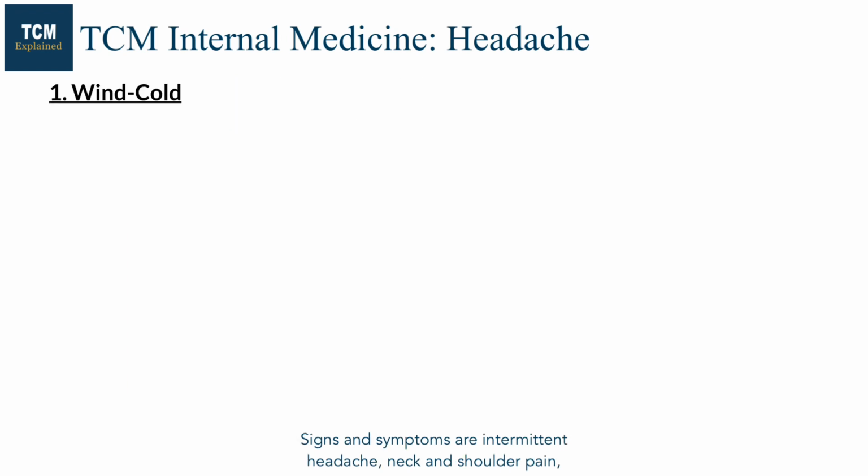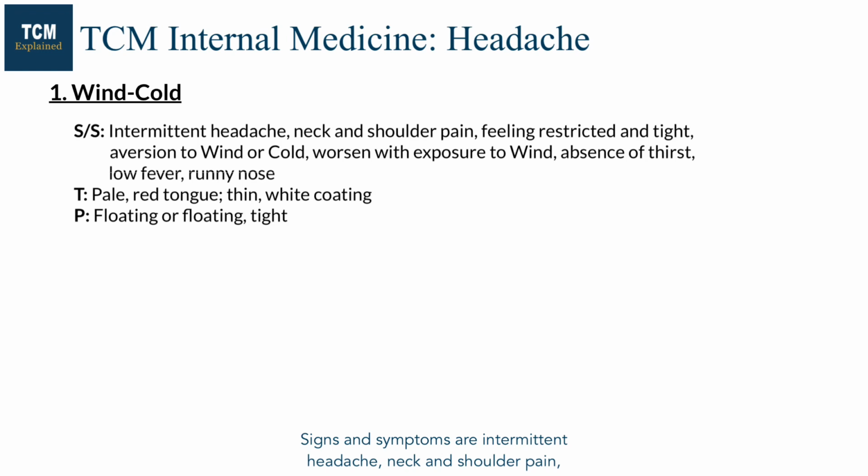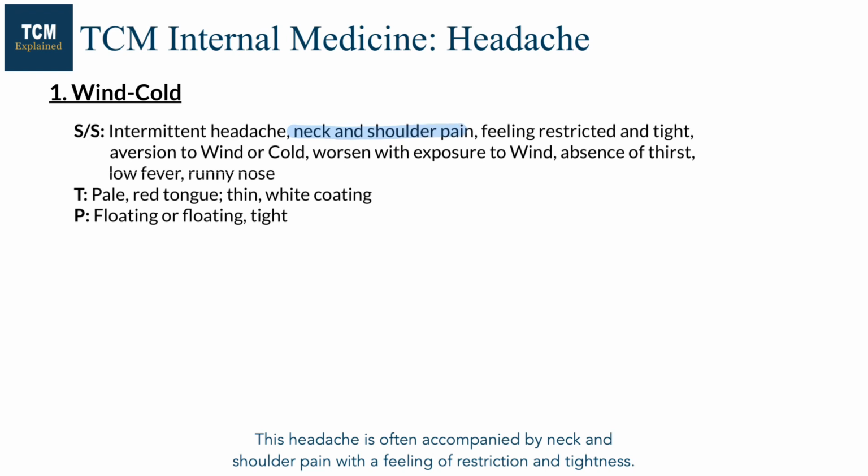Signs and symptoms are intermittent headache, neck and shoulder pain, feeling restricted and tight, aversion to wind or cold, worsening with exposure to wind, absence of thirst, low fever, and runny nose. Tongue is red and the coating is thin and white. Pulse is floating or floating and tight. This headache is often accompanied by neck and shoulder pain with a feeling of restriction and tightness.